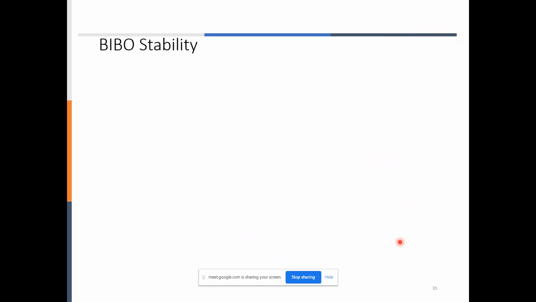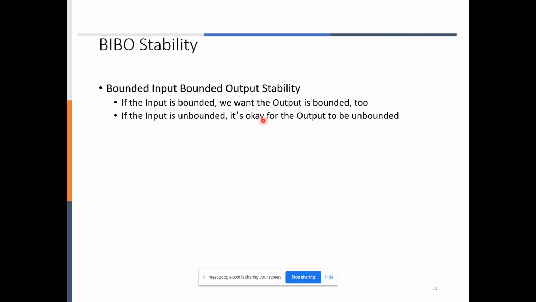Now what is BIBO stability? BIBO means bounded input, bounded output. So what is bounded input? If the input is bounded, the output is also bounded, and if the input is unbounded, the output is also unbounded.